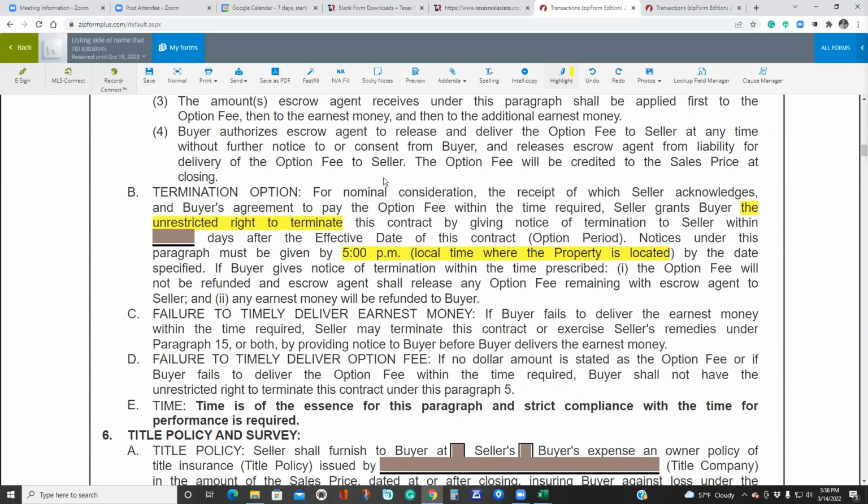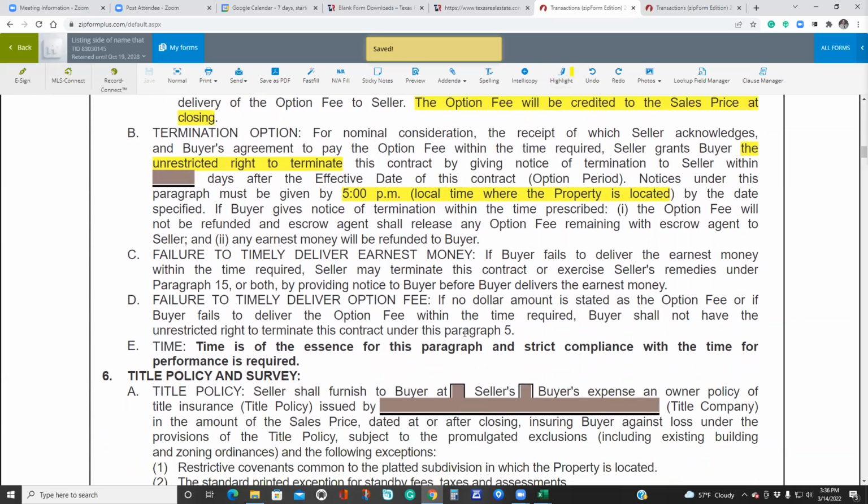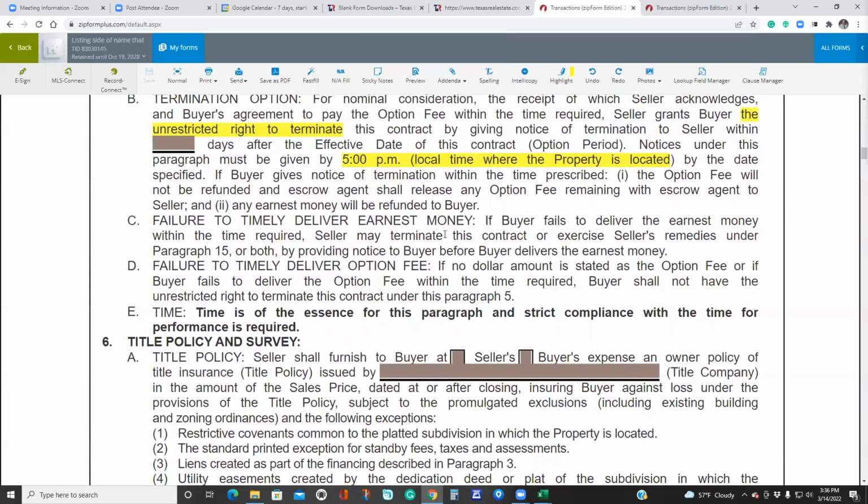Let's see, there we go. Right here's the other one I was looking for just a second ago. Let me grab this one for you. Highlight that one. The option fee will be credited toward the sales price. So it doesn't get refunded, but it does go back to the sales price. So we have that there, right? This tells us if we don't do an option fee, then we don't have an option. We still have a contract, we just don't have an option.